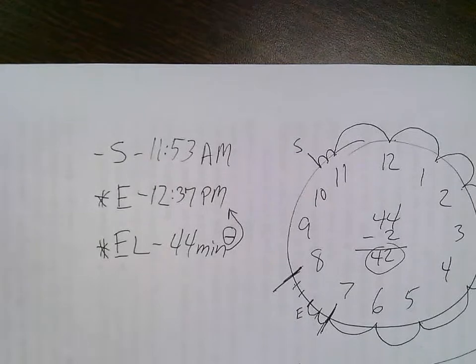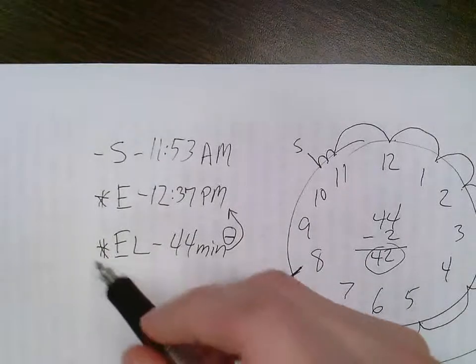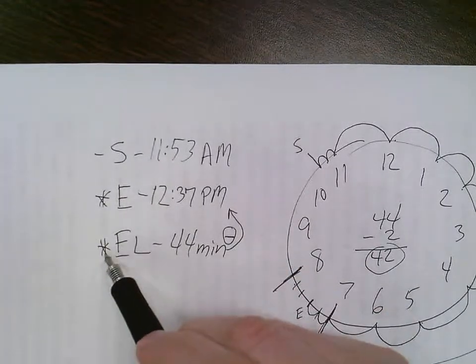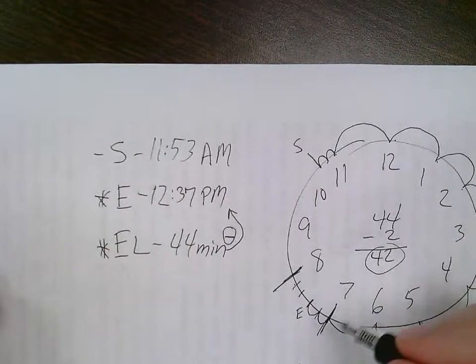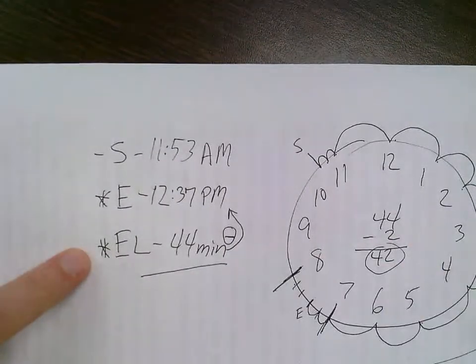Anytime I cross a noon or a midnight, I'm going to have to change the AM and the PM. So once again, you use your end time and your elapsed time to figure out your start time. You mark down your end time and you subtract your elapsed time off of it by going counterclockwise to find your start time.